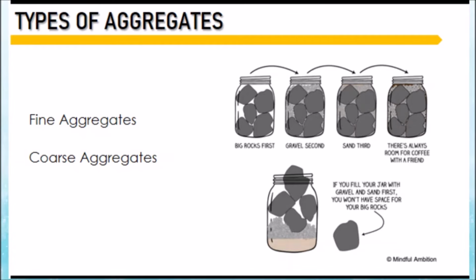Aggregates are an essential ingredient of concrete. A mixture of fine aggregates and coarse aggregates must be used in concrete. Like in the figure shown, we cannot completely fill the jar if we only use the coarse aggregates. The space left by the coarse aggregate can only be filled by the fine aggregate. For this reason, control of particle size distribution is important in the choice of aggregates.